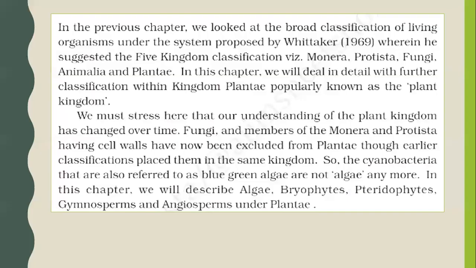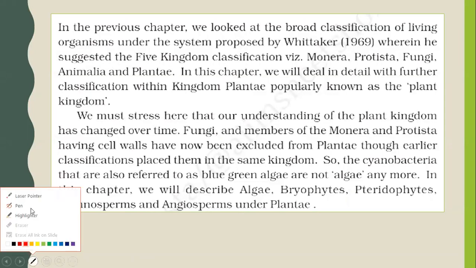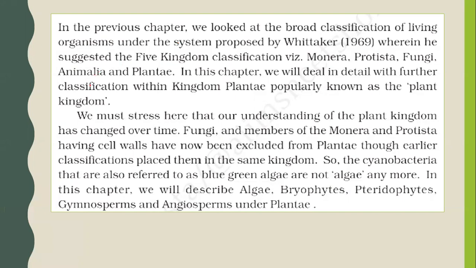So without wasting too much time, let's get into the chapter. In the previous chapter, we looked at the broad classification of living organisms, which was proposed by R.H. Whittaker in the year 1969. Previous year question, biological classification, we have done it, right? R.H. Whittaker, 1969, proposed a five kingdom system of classification that consists of Monera, Protista, Fungi, Animalia, and Plantae.